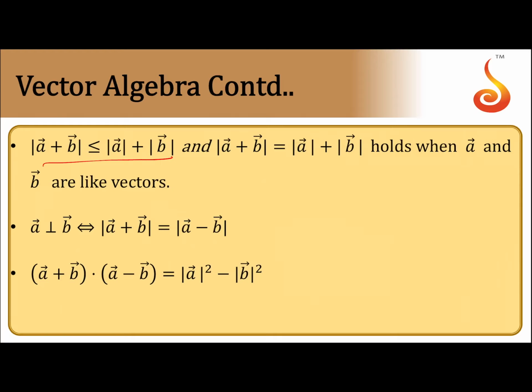And the condition for two vectors to be perpendicular is that A·B = 0. Of course, A·B = 0 means |A + B| is equal to |A − B|. When you square on both sides, you will get A² + B² + 2A·B.